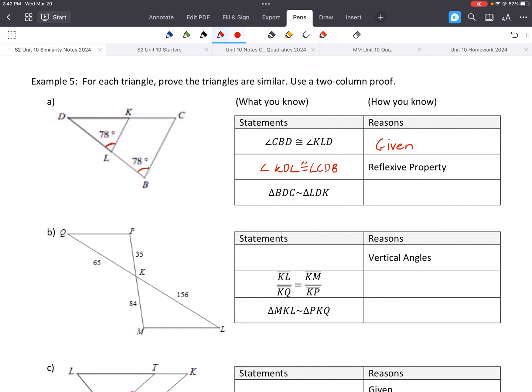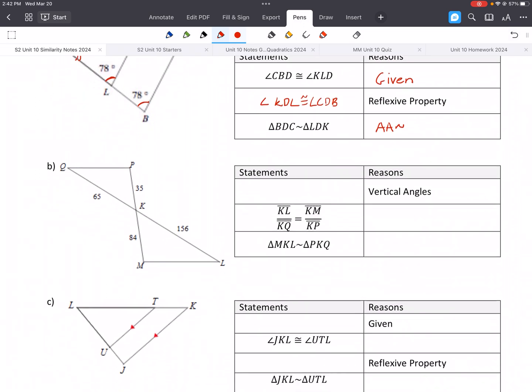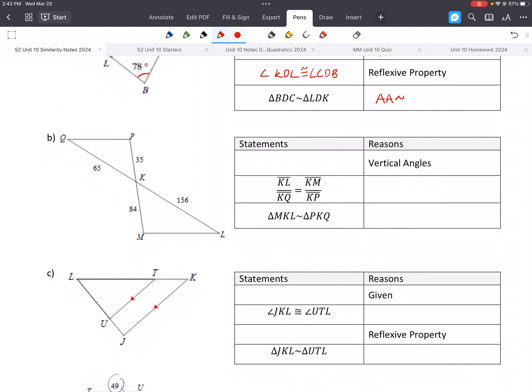All right, so we have two pairs of congruent angles, so we can say that triangle BDC is similar to triangle LDK by angle similarity theorem. Okay, so again, it's very similar to what we did above. Maybe this part is the thing that's a little different. Usually, maybe we didn't have examples of how we know, like our reasoning. But you can do it. I believe in you. Okay, so let's do a couple more.